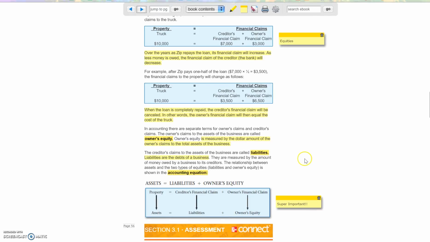To break that down even further and get to the final accounting equation, the terms here are: these are the equities. The owner has what's called the owner's equity, and it's measured by the dollar amount of the owner's claims to the asset. So if they only had one asset, the truck, he would have a $6,500 owner's equity. The creditor's claim to the assets are called liabilities. Liabilities are debts of the business, the things that we owe.